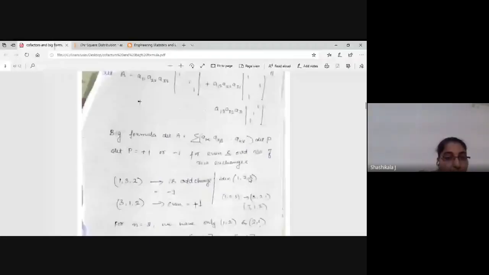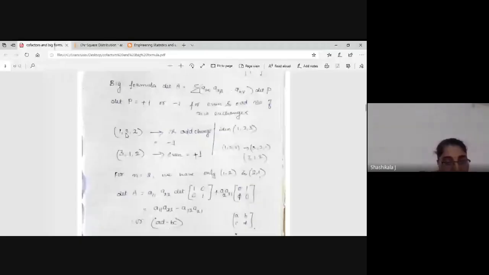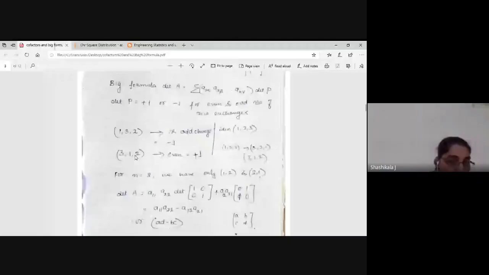If in your column you come across this combination 1, 3, 2, how many row exchanges will you get? To get this, these two get exchanged. So there is only one, an odd number of changes. So that will be equal to -1. If it is 3, 1, 2, at least understand how you get the determinant equal to +1 or -1.